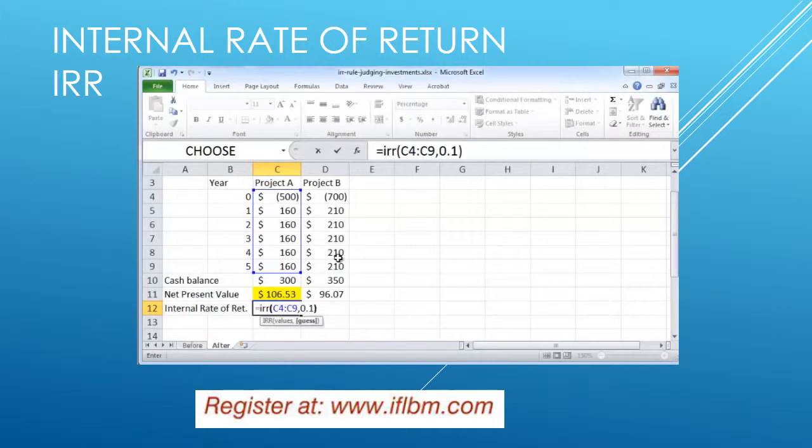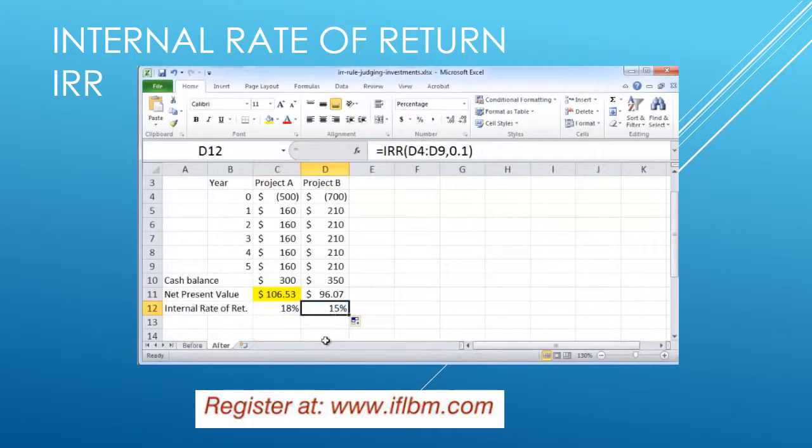That's usually a good guess, because your rate is usually probably 5% or 10% or 15%. So you can just give it as 10% or 0.1, and you can press enter, and you can then copy the same formula over to the next cell as well. So now you can see that the internal rate of return for project A is 18%, and the internal rate of return for project B is 15%, which again means that you choose project A. So that's how you would use the internal rate of return to choose between two projects.